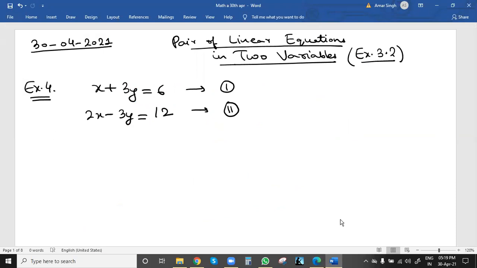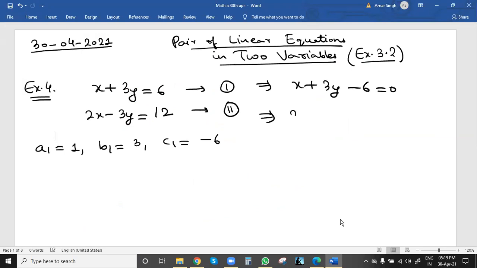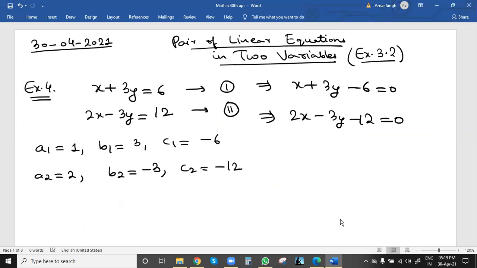So first we write the a1 by a2 values. a1 is 1, b1 is 3, c1 is 6. Also we can write it as minus 6, because we can write it in standard form: x plus 3y minus 6 equal to 0, not an issue. And for the second equation, 2x minus 3y minus 12 equal to 0. So c1 is minus 6. Similarly, a2 is 2, b2 is -3 and c2 is -12. If you find any difficulty, please ask immediately.